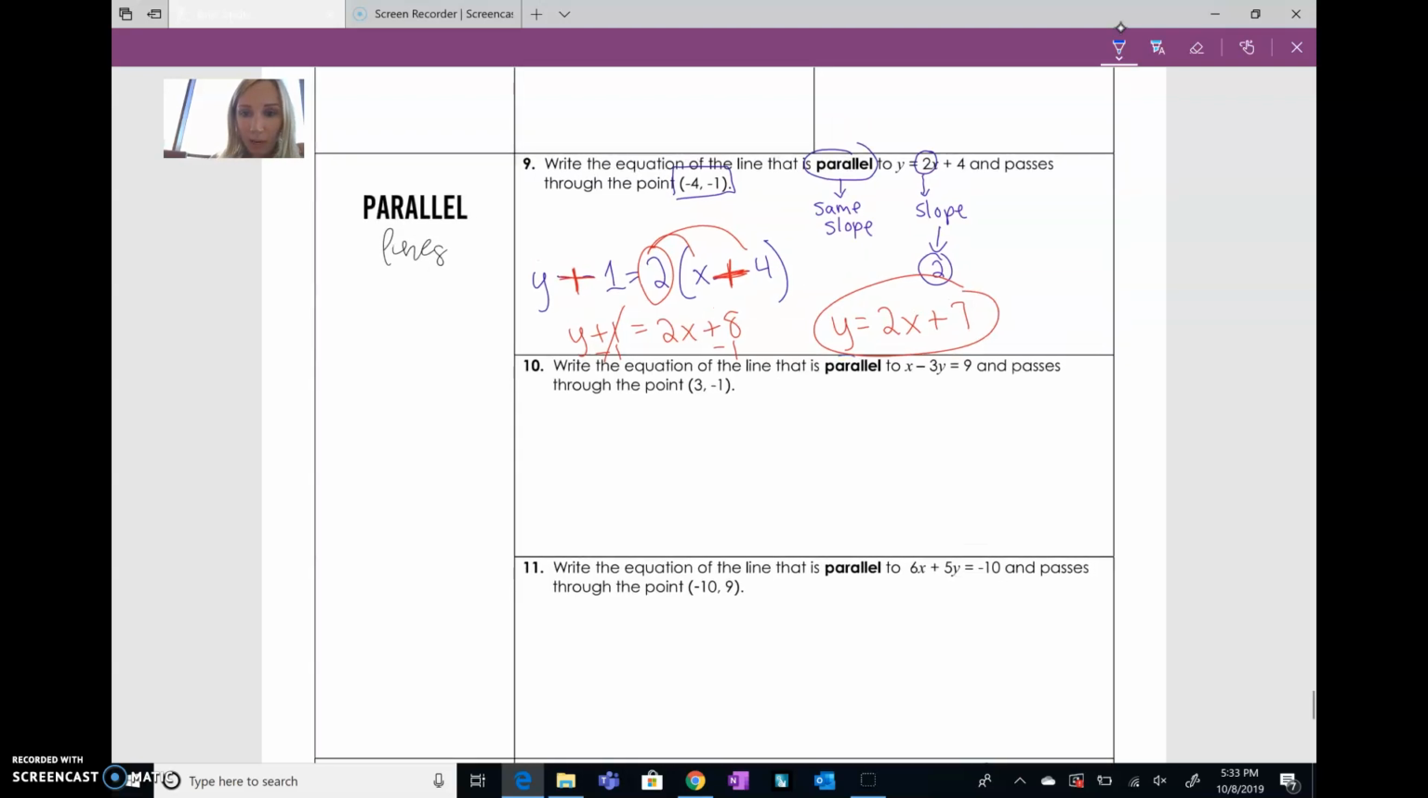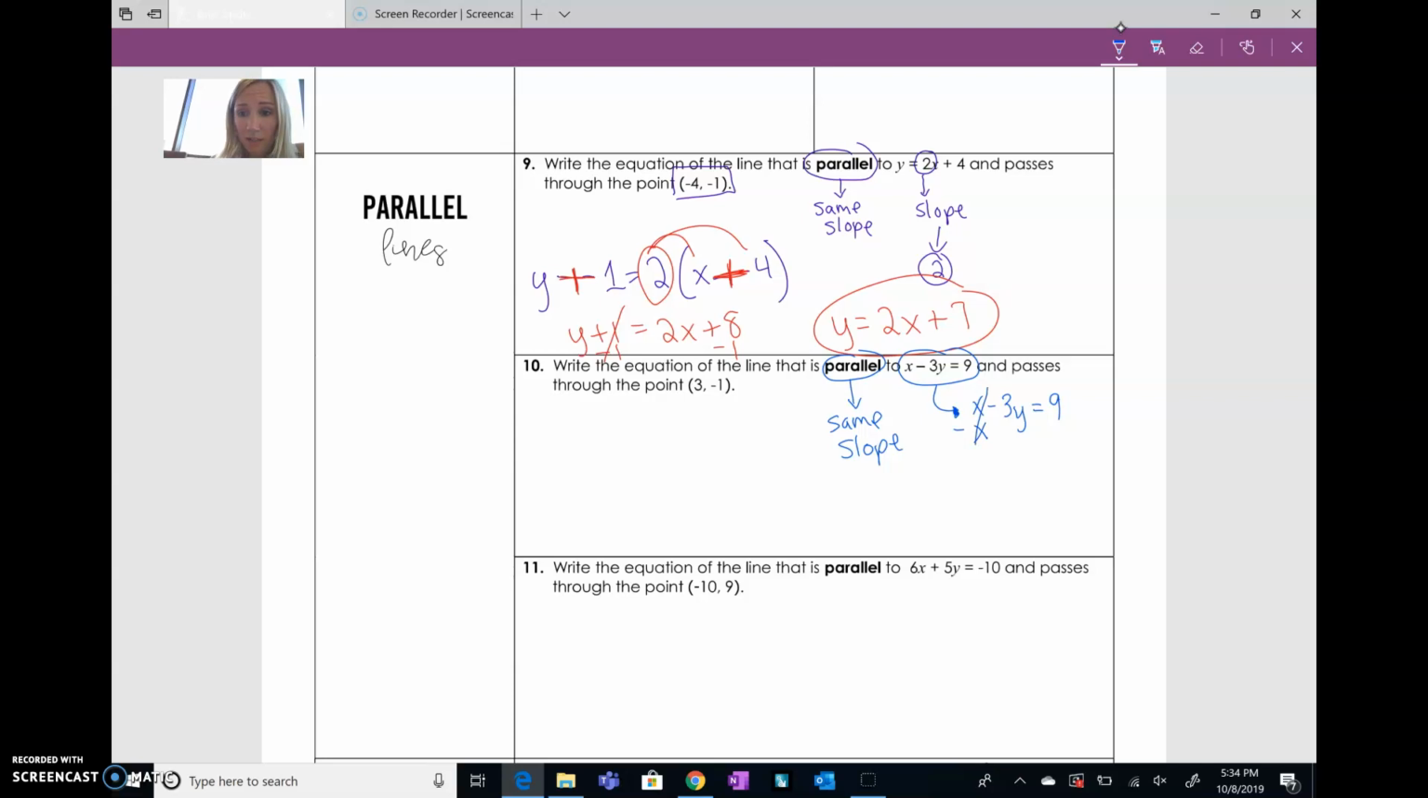Okay, parallel means same slope. But this equation, I don't know the slope because it's not in slope-intercept form. So what level challenge do you think this question is? Definitely a level 4. So you should probably highlight this one.